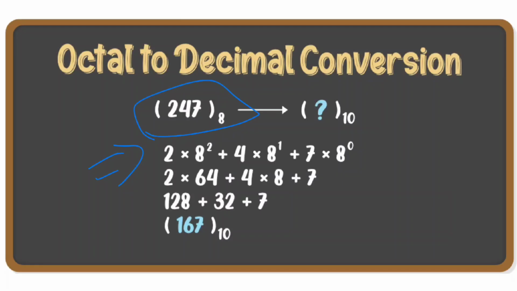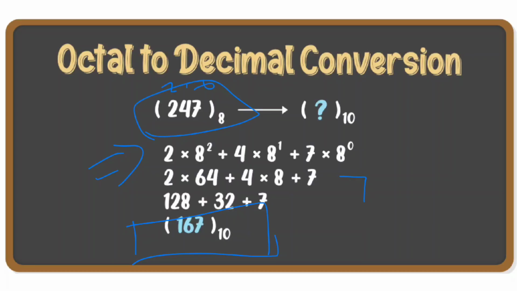So the base is 8. So 7 power 0, 4 power 1, and 2 power 2. Okay. So here you can apply 2 into 8 power 2, 4 into 8 power 1, and 7 into 8 power 0. So here you can get that answer 7, and then 32, plus 2 into 64 is 128. So if you add that value, 167 base 10.